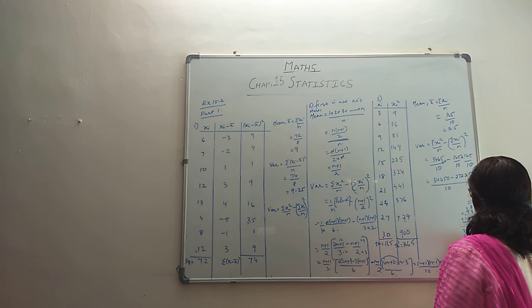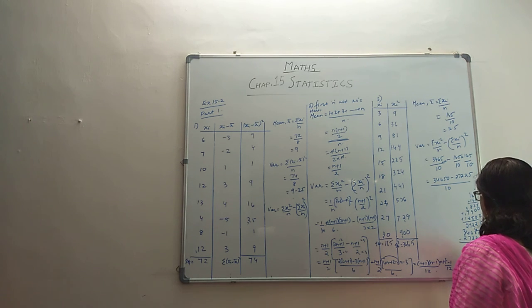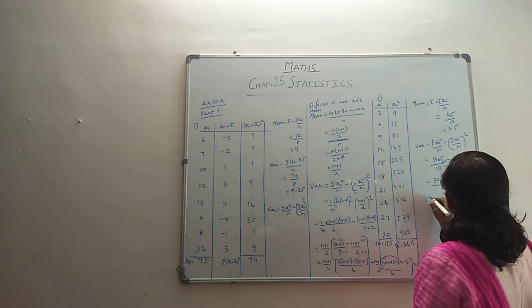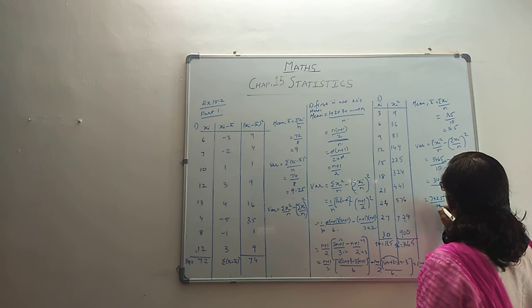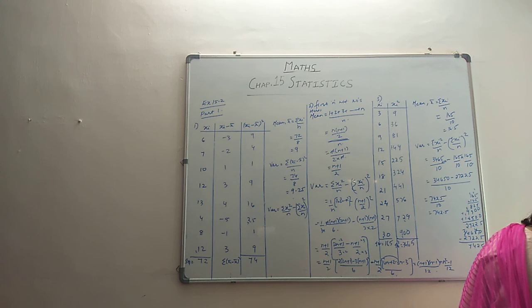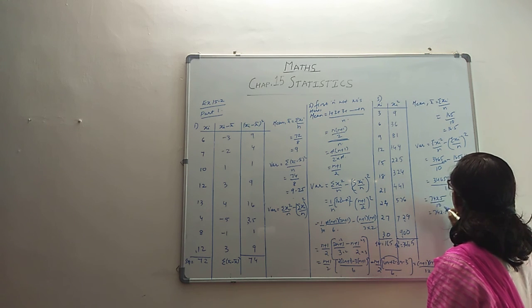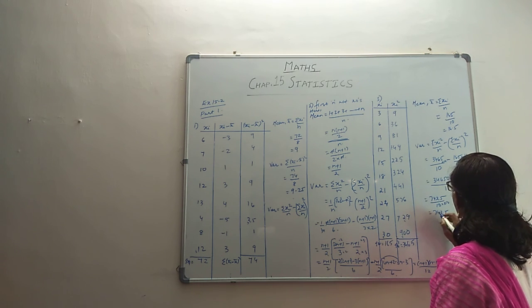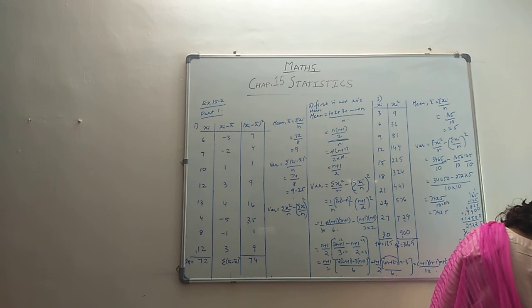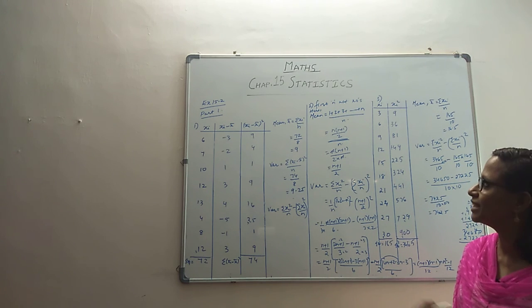34650 minus 27225. Let's subtract. 5, 4 and 2, 2, 4, 14 and 7, 7. Yeah, 7425. 7425 divided by 10, so 742.5. That's too high. Sorry, it is 10 into 10. Because we are equalizing, it is 10 into 10. So it's 100, and that will become 74.25. Now it's okay.